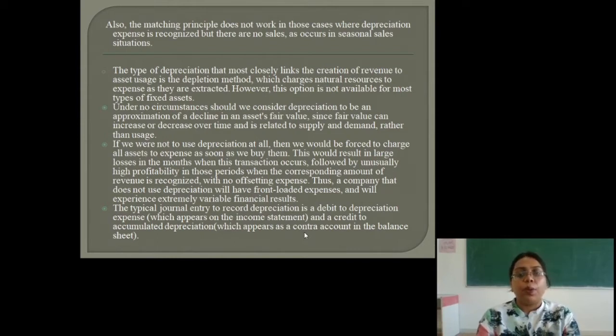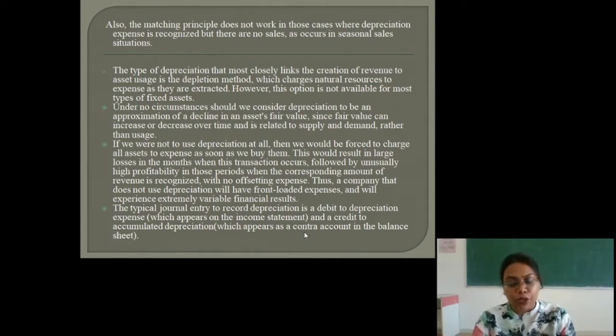The type of depreciation that most closely links the creation of revenue to asset usage is the depletion method, which charges natural resources to expense as they are extracted. However, this option is not available for most types of fixed assets. This matching concept doesn't apply to most fixed assets.